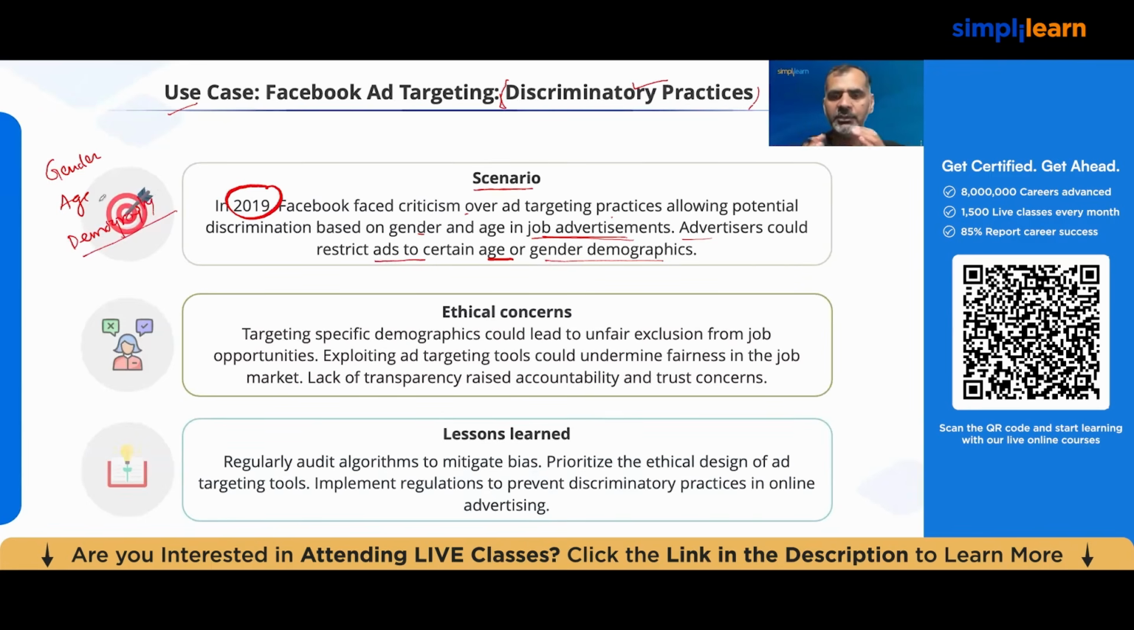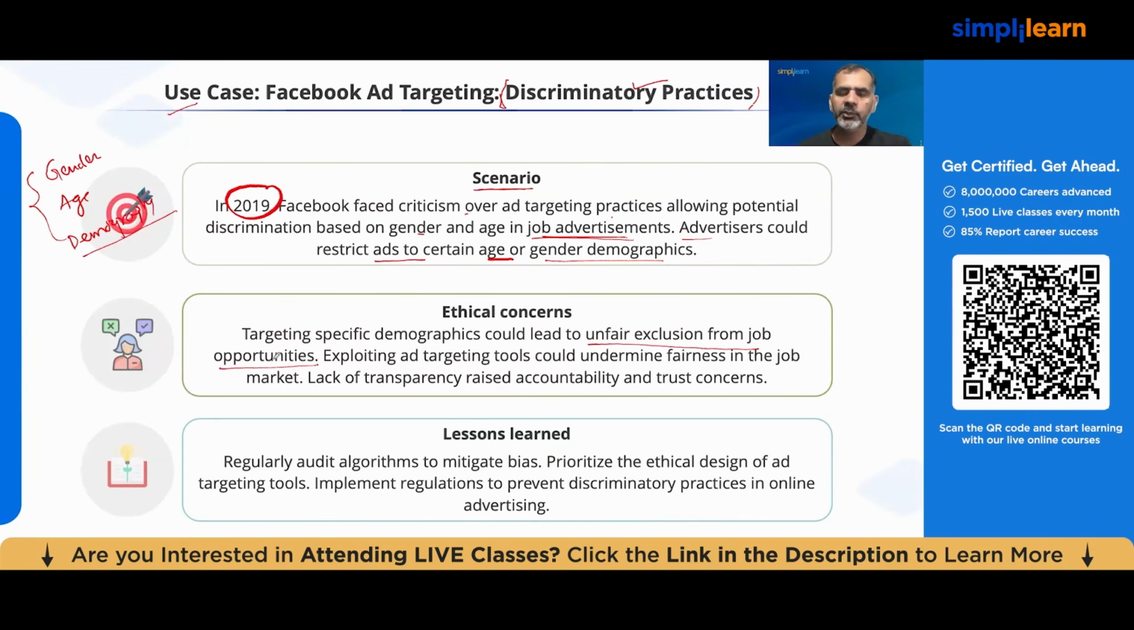So the advertisement becomes a targeted advertisement, a targeted audience advertisement. It will only be visible to those users who pass these filter criteria. This became a discriminatory practice because it was raised in 2019 by somebody that this is not right. You are not being fair while providing these advertisements or issuing information to your end user. The ethical concern in this whole practice is that targeting a specific demographic could lead to unfair exclusion from job opportunities. That's a very common thing.